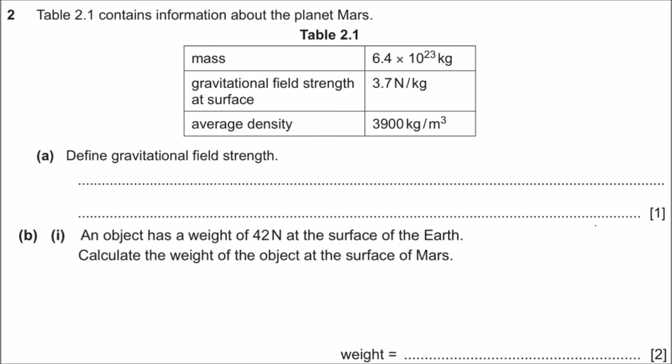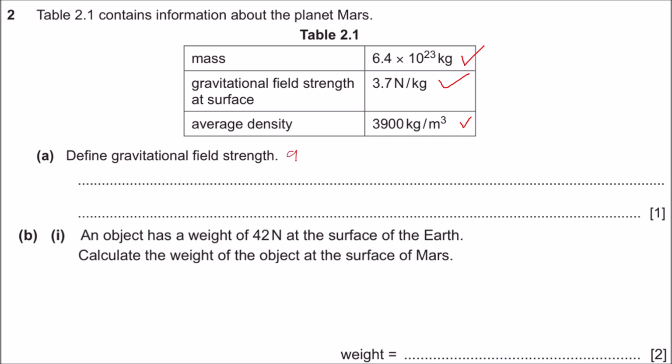Question number 2. Table 2.1 contains information about the planet Mars. Mass of Mars: 6.4 times 10 to the power 23 kg. Gravitational field strength at its surface: 3.7 newtons per kg. And average density is 3,900 kilograms per cubic meter. Define gravitational field strength.